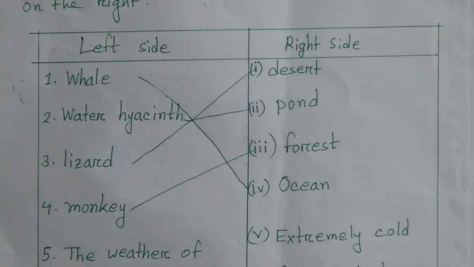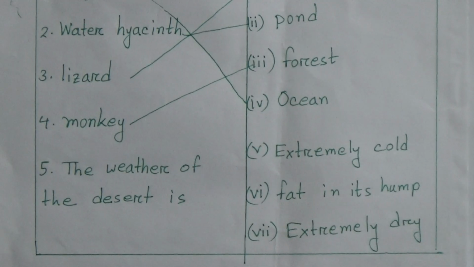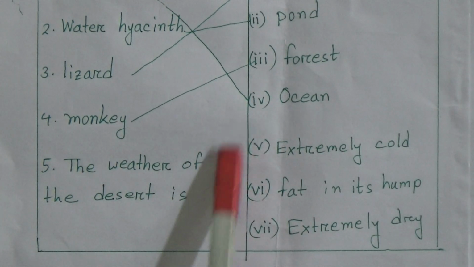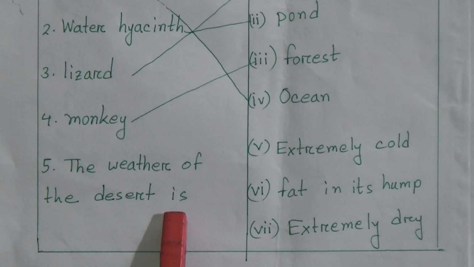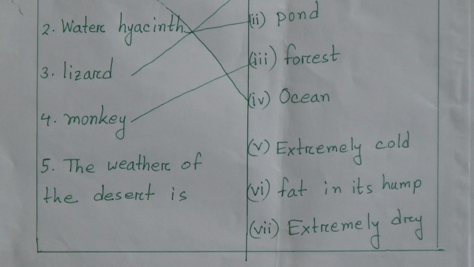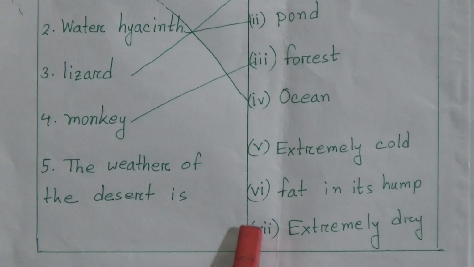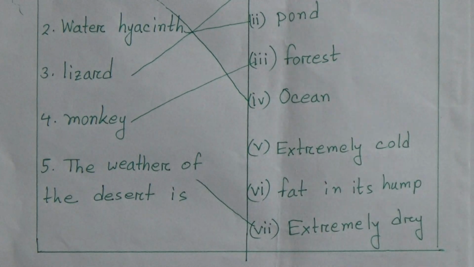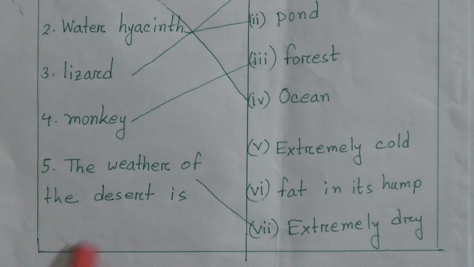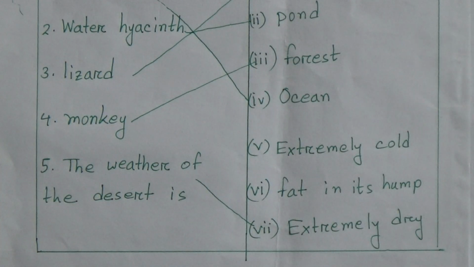And the last one, 5 number, the weather of the desert is, here are another 3 words remaining. What will be the right answer? The weather of the desert is extremely dry. We know the weather of desert is extremely dry. That means it will be matched with this point. Here, this is the 7 number. 5 number will match with 7 number. That means in your exam you will get 5 words on the left side, and 7 words on the right side.